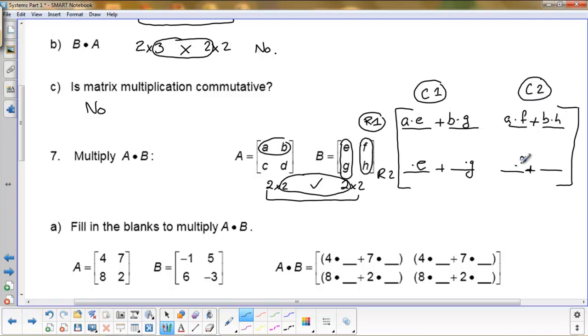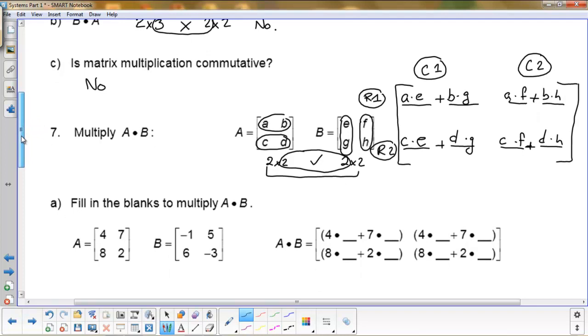Down here, same thing. All right, now we're going to switch gears back again to rows. When I switch back to rows, I switch back to the first matrix. In row 2, the value is C and D. So here it becomes C, and here it becomes D. If you can understand how this particular relationship works, it makes it easy for you to input numbers into the matrix.